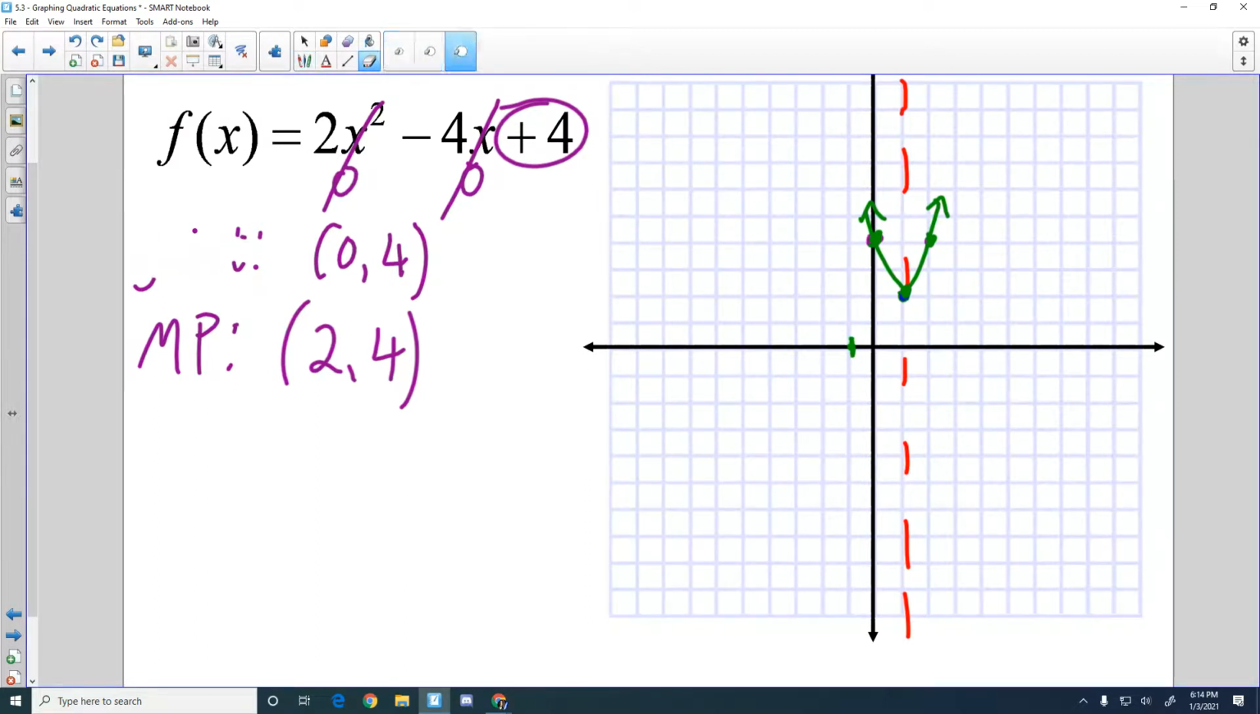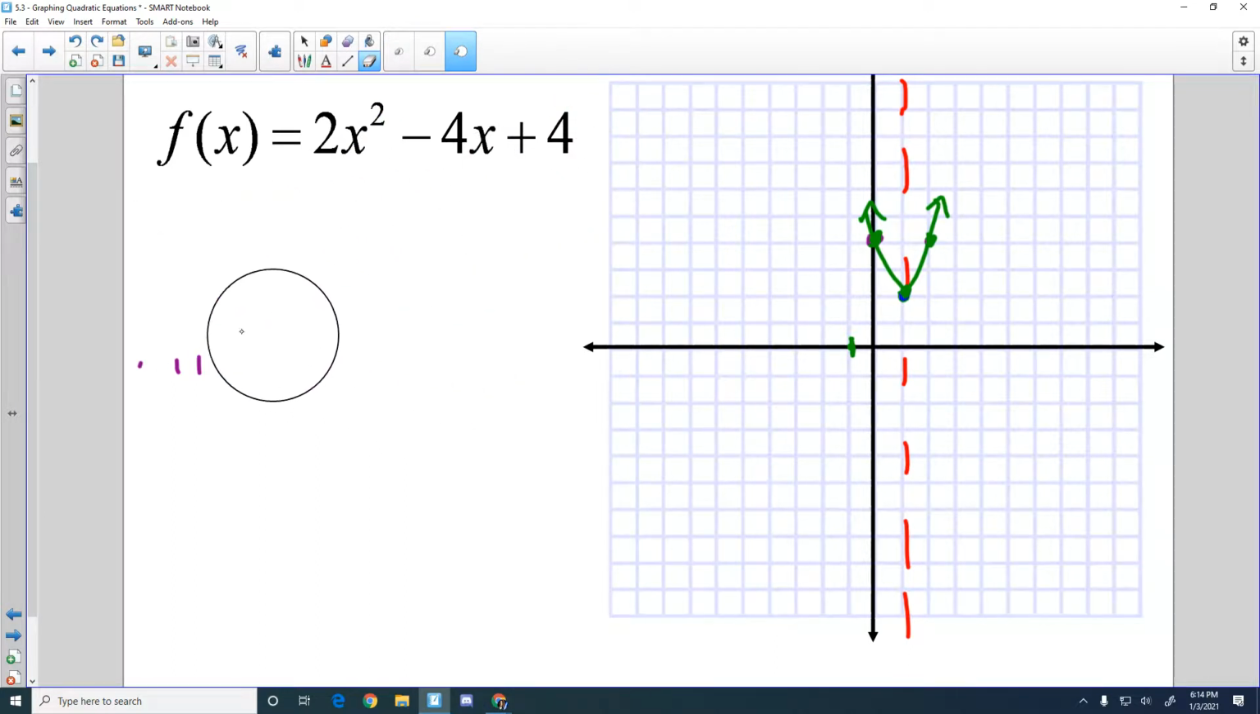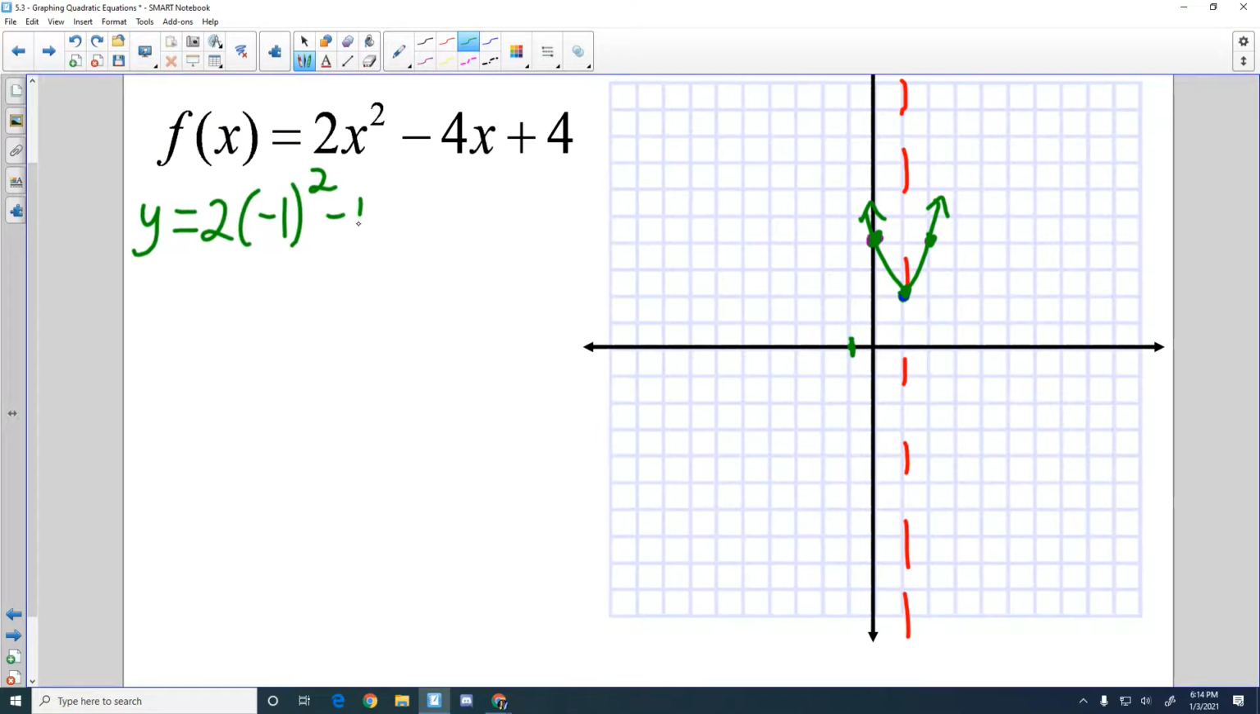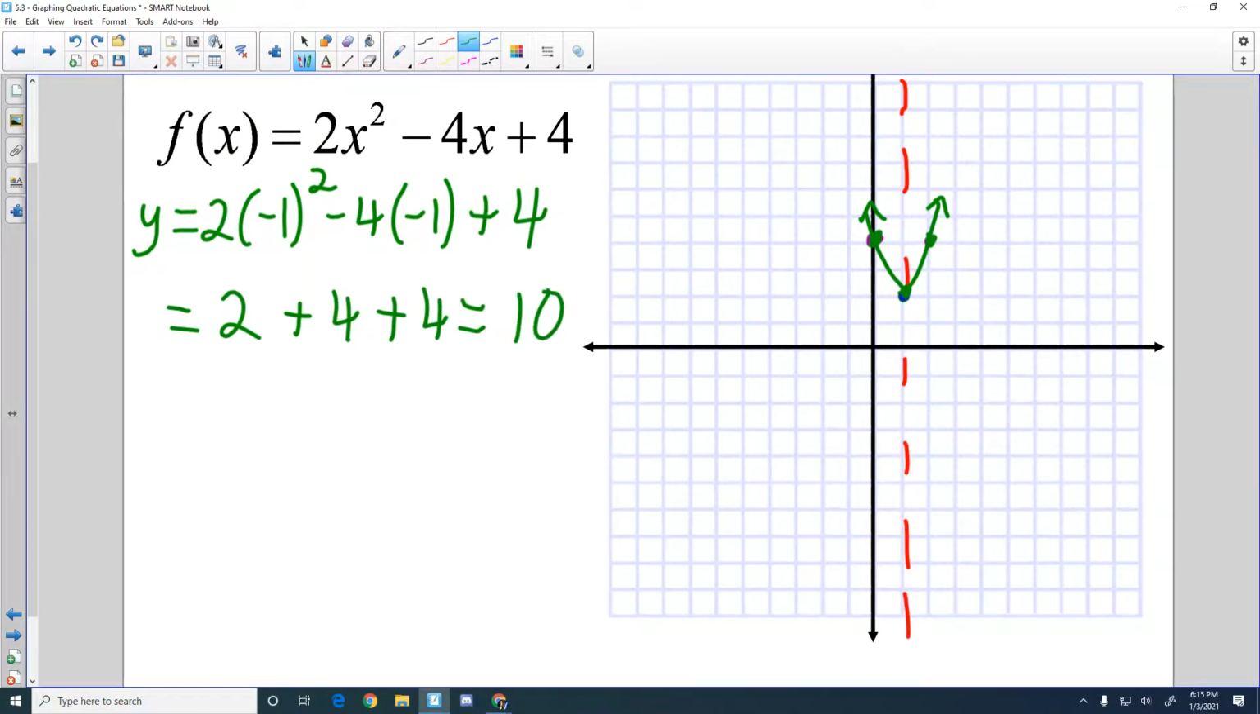Now to do that, nice and easy, we're just going to plug in that new x value into our function. So I'm going to plug -1 in for x. So the y value will be 2 times -1 squared minus 4 times -1 plus 4. So again, you're allowed to do this. You're allowed to just take any x number and plug it in for x and get a y that goes with it. And that's going to be a point on our graph, on our parabola. All right, so this is just going to be 2 plus 4 plus 4. Add those all up, and we get 10.